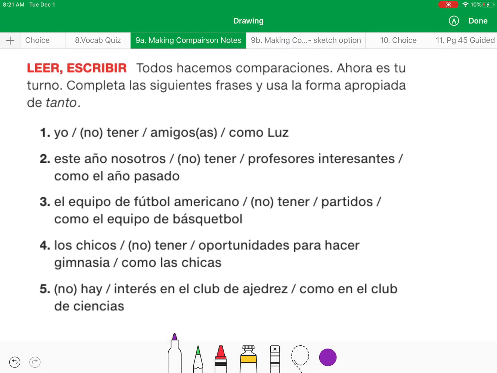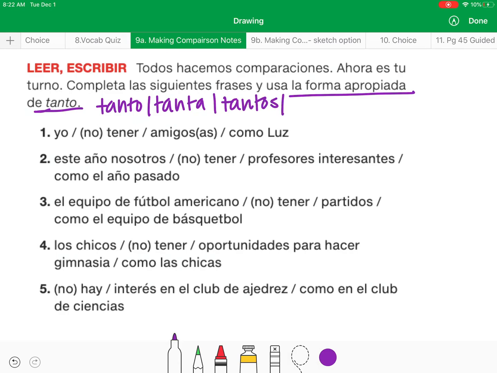All right, down here. Okay, you're going to make this into a sentence. Okay, so we've got your subject, your verb. Okay, we need to add in the appropriate forms of tanto. So tanto, tanta, tantos, tantas.